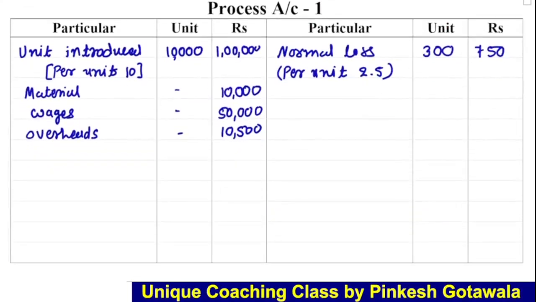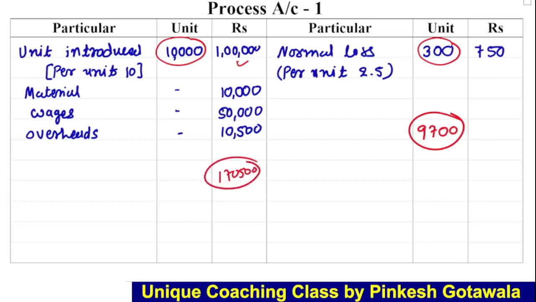Very simple, come to the process account. Just close the process account on a calculator. Here I show you, but you have to do it on a calculator. First of all, units. Here 10,000 units, here 3,000 units. If you close, you will get a difference of 9,700. Then close the rupees account. Here 10,000, 50,000, 10,500 means 70,500 less this. So you will get a difference of 169,750. So if you close the process account, you will get a unit difference of 9,700 and a rupees difference of 169,750.